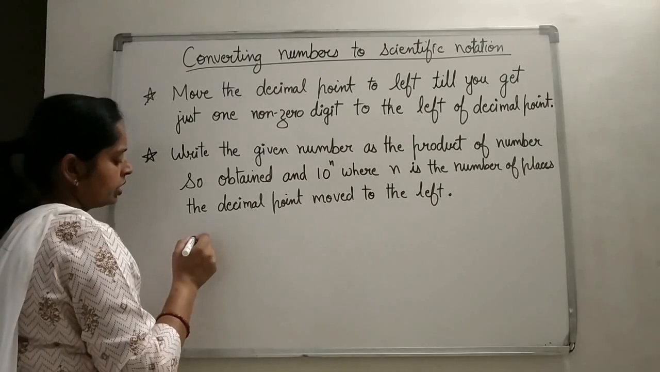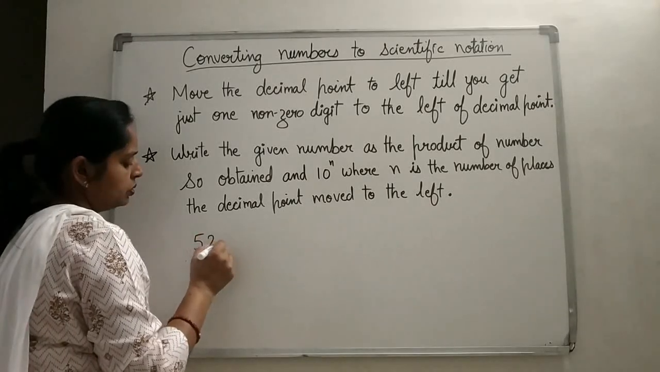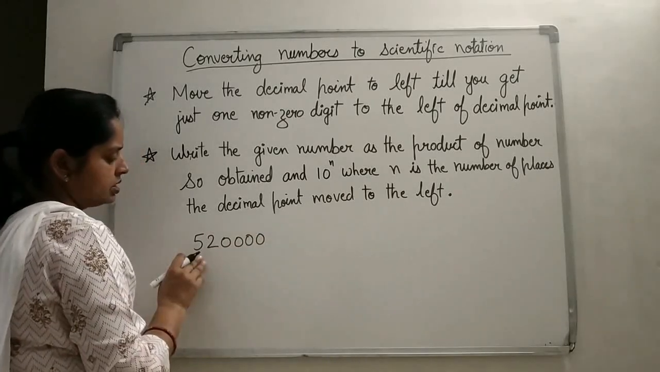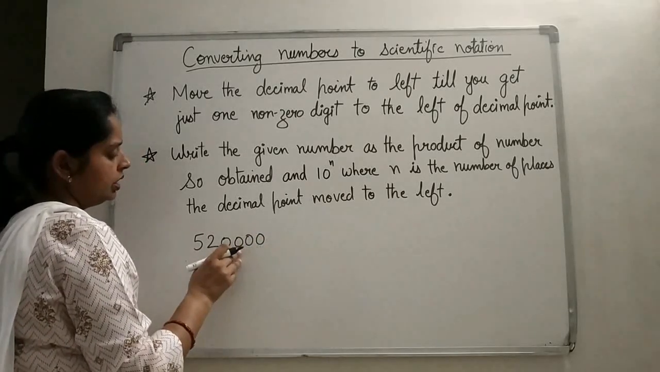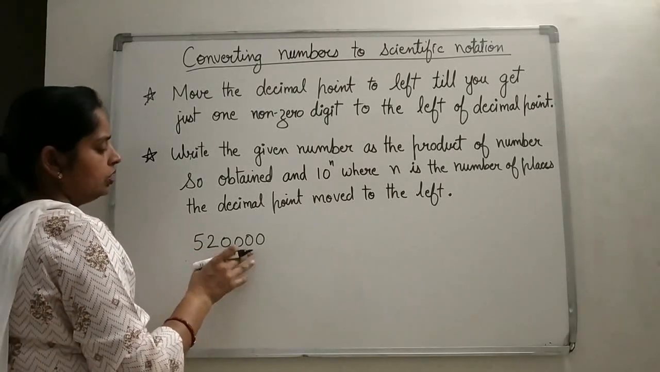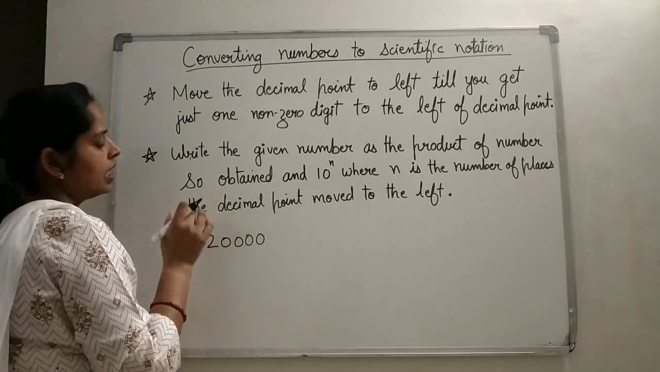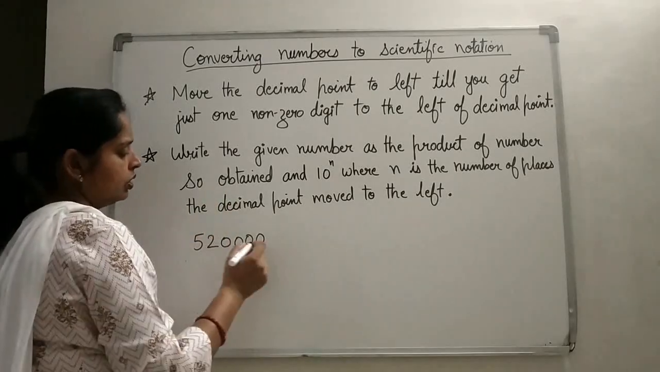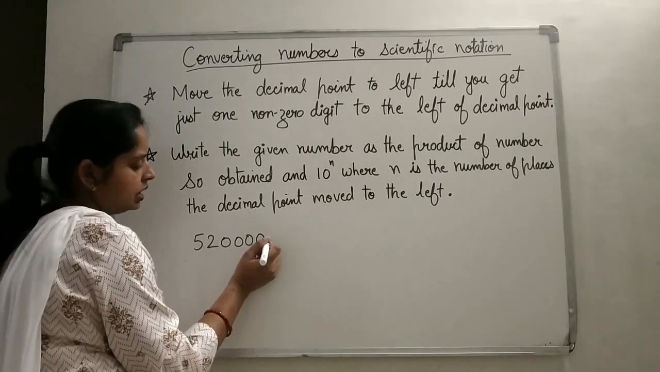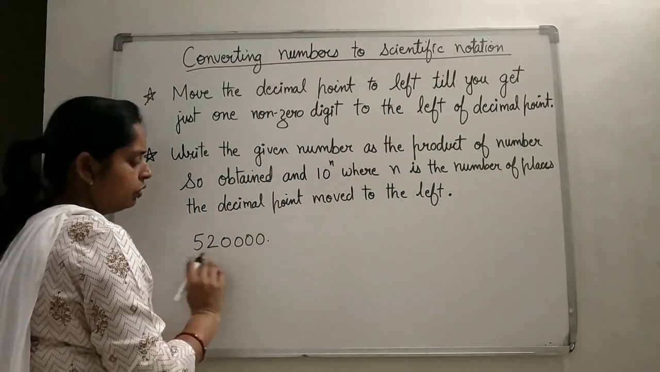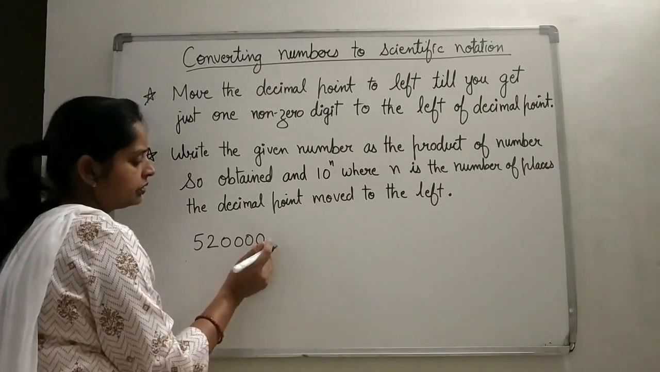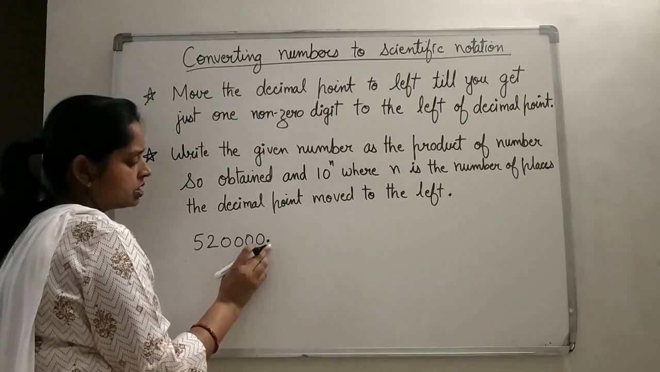These points can be understood by taking some examples. Suppose you have 5, 2 and then 0, 0, 0, 0, that is 520,000. And you have to write this number in scientific notation or standard form. If there is no decimal, it is understood that the decimal is always after the ones digit. So the decimal is here, after the ones digit.